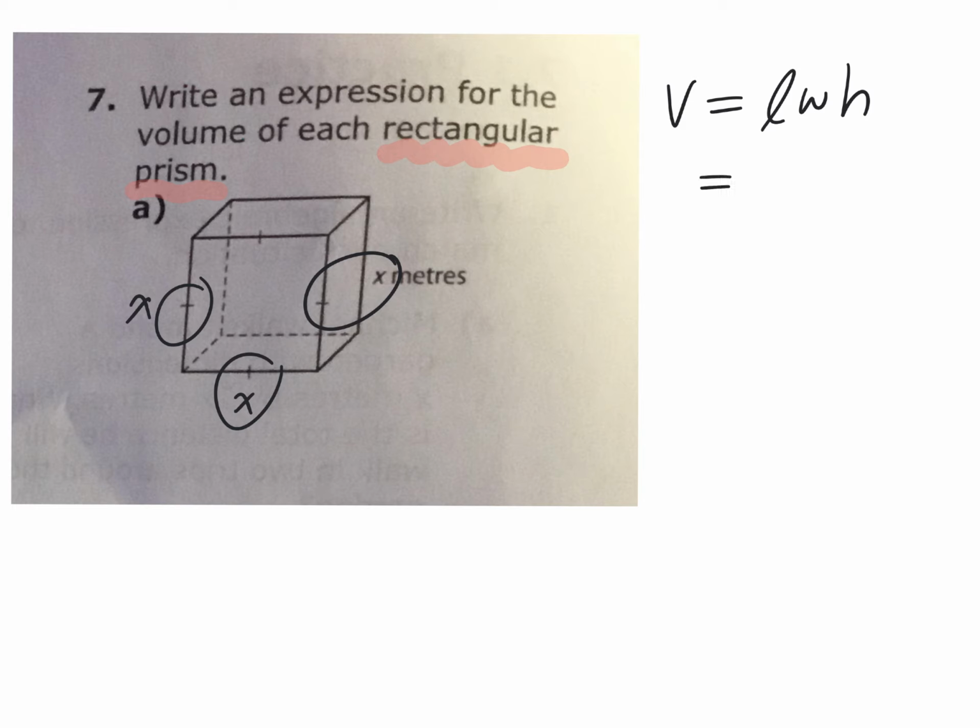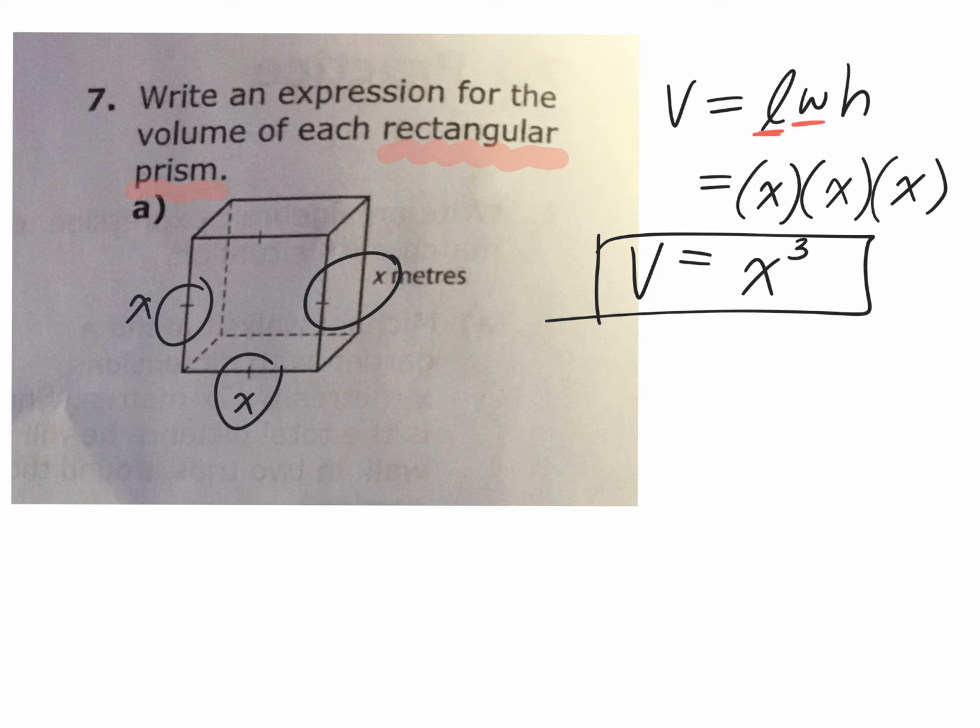So the length is what variable? X. The width is what? It's a cube. They're all the same. X, and the height is what? X. Well, we know that x times x is x to the power of 2. So what do you think x times x times x is? X to the power of 3. X cubed. That's it. That's the answer.